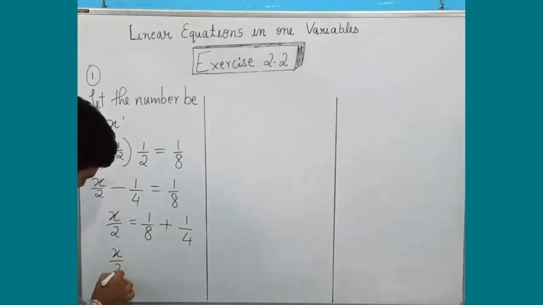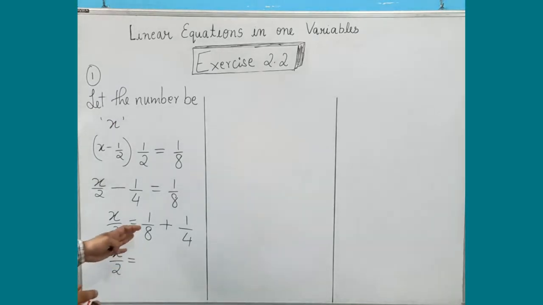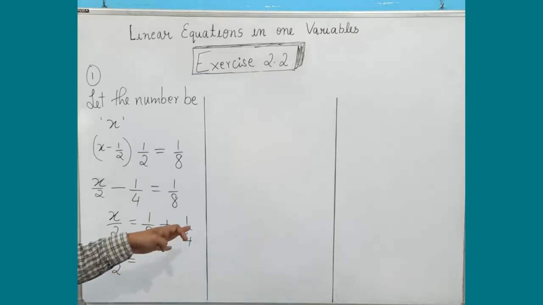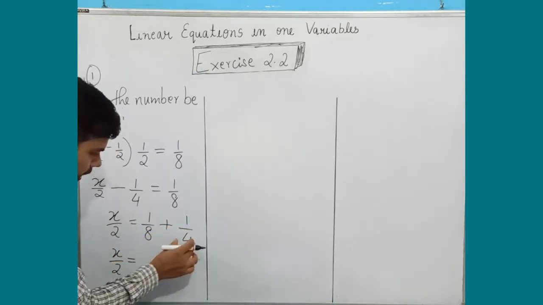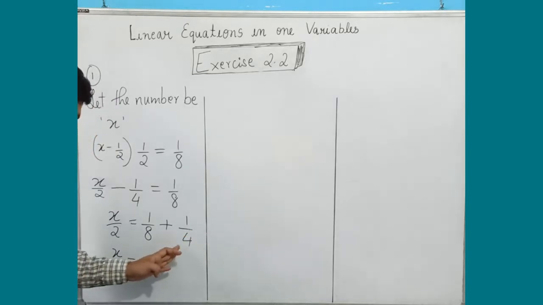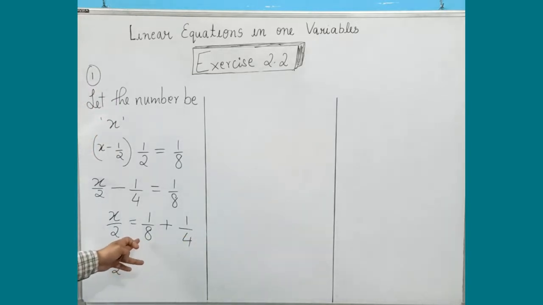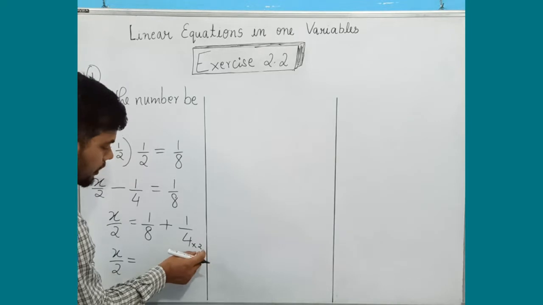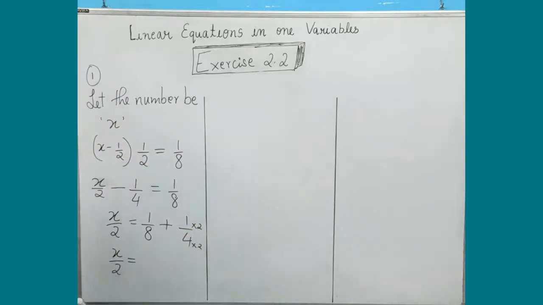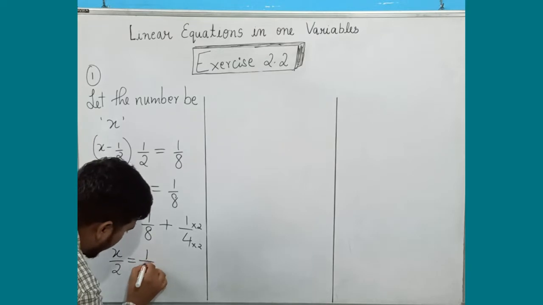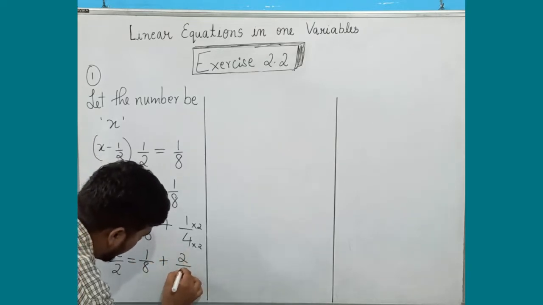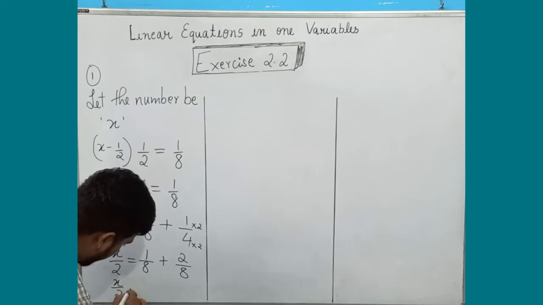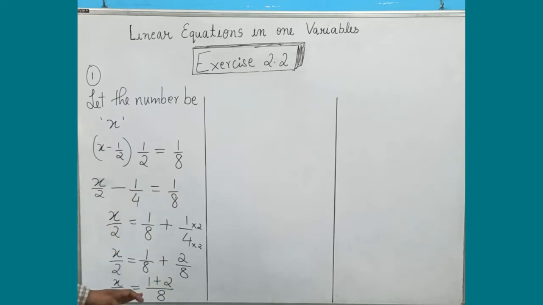So x/2 is equal to, now we are going to add these fractions, but before adding we have to make sure that the denominator is the same. The denominator over here is 8 and the denominator over here is 4. If you find the LCM of 8 and 4, you get 8 itself. So I will multiply this by 2, and whatever you multiply to the denominator, you will have to multiply to the numerator as well. So the new equivalent fraction is 2/8. Since the denominators are the same, I can write it once and then add 1 plus 2.